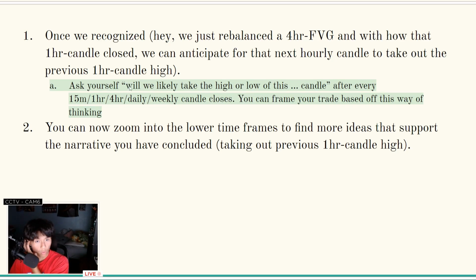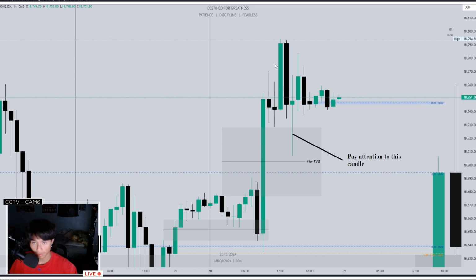Now ask yourself, will we likely take the high or low of this candle? Like I said, I stated before, I'm anticipating for us to take out this high first. Why would we even retrace back to this low if there's no reason for it?